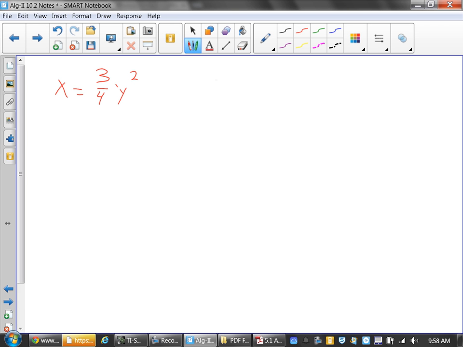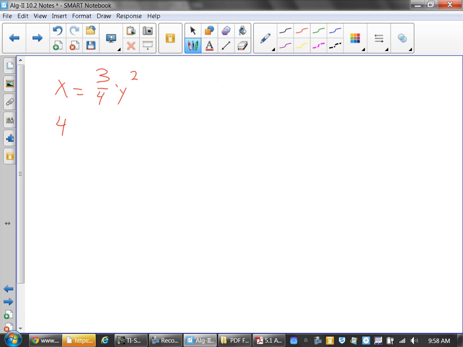Here, there's no slash correction. There you go. In this case here, do we agree that's a y-squared problem? Yeah. So it's going to go left or right. Which direction do you think it's going to go? Right. It's going to open right. Correct. So what I'm going to do is, what do I have to do to the 3/4? Multiply by 4/3. Very good.